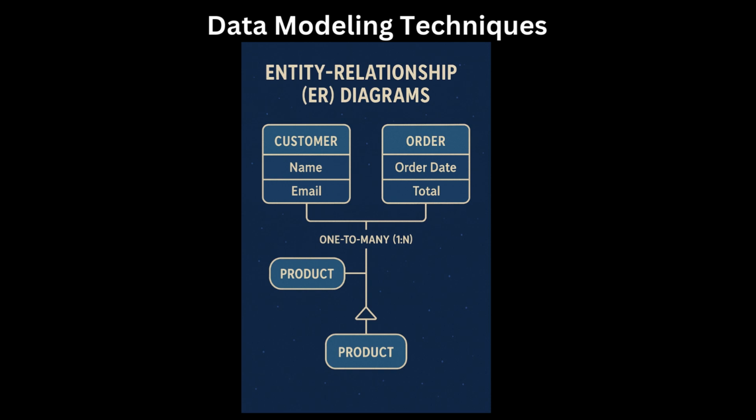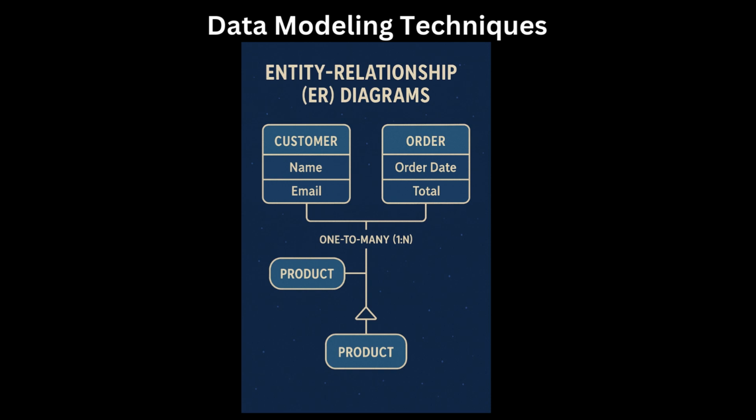Think of it as a blueprint of your data ecosystem, where every table, field, and relationship is mapped out for clarity and precision. Let's break down the core components. Entities. These represent real-world objects or concepts, like customer, product, or order. Each entity becomes a table in the database.